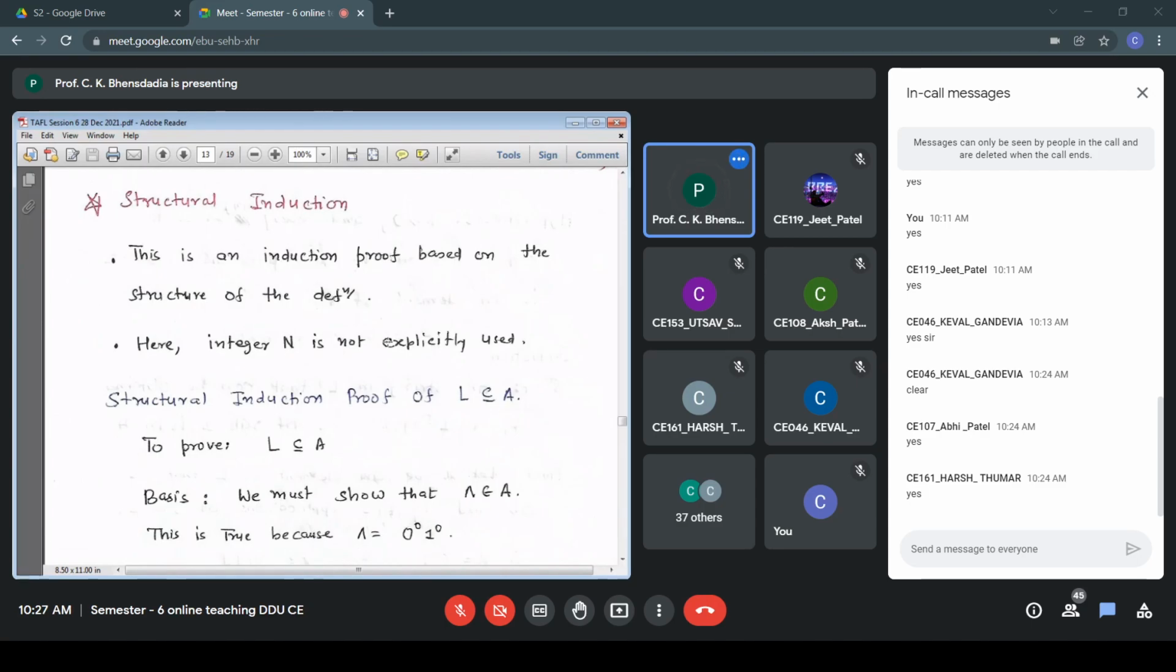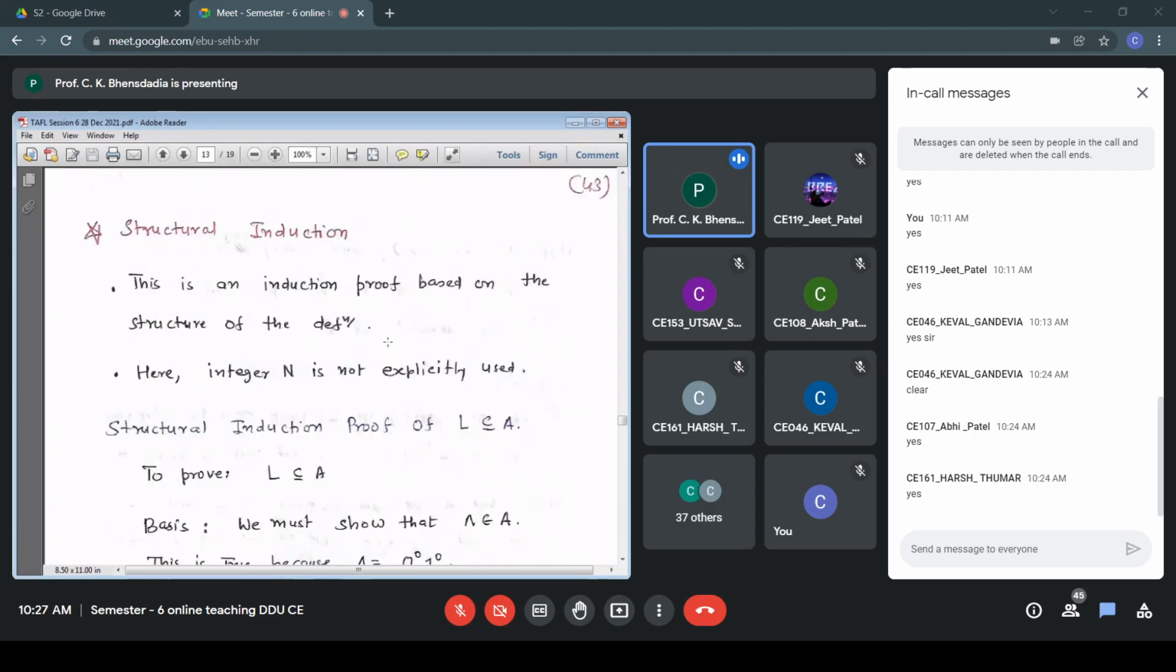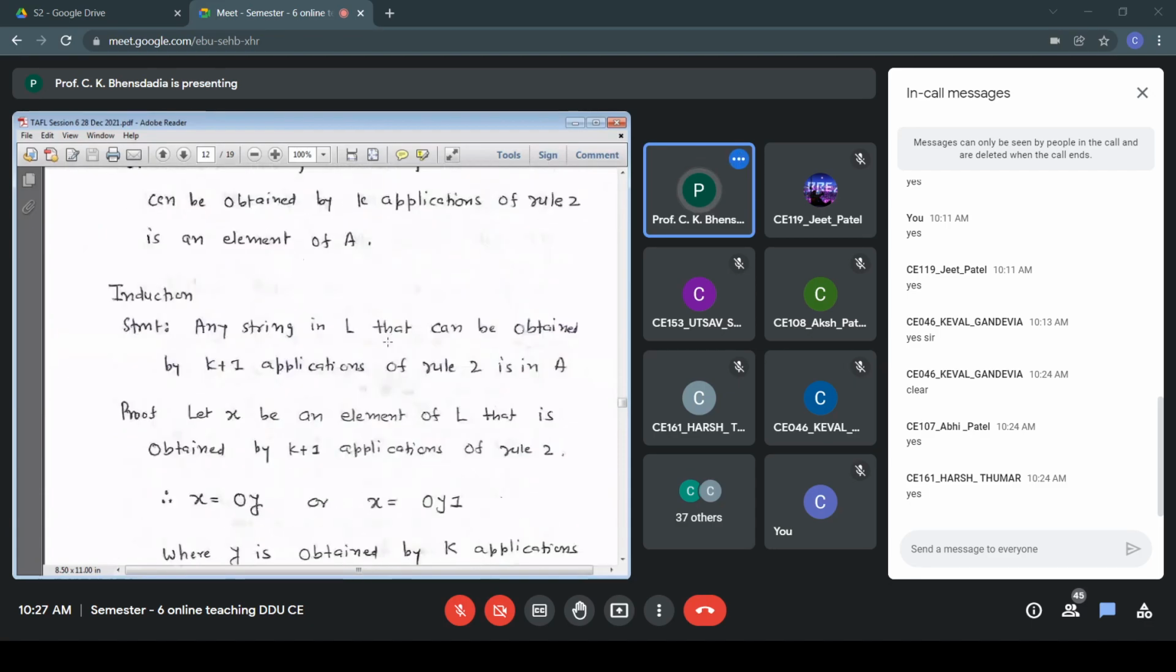Basis is over. To prove L is a subset of A by structural induction, the basis is null belongs to A, and the proof remains the same. Similarly, the hypothesis: the string y belongs to L is an element of A. The string y is assumed to be an element of A. Again, we are not stating that y is generated in L by k applications of rule 2. It is assumed, because in the induction statement we talked about 0y and 0y1.